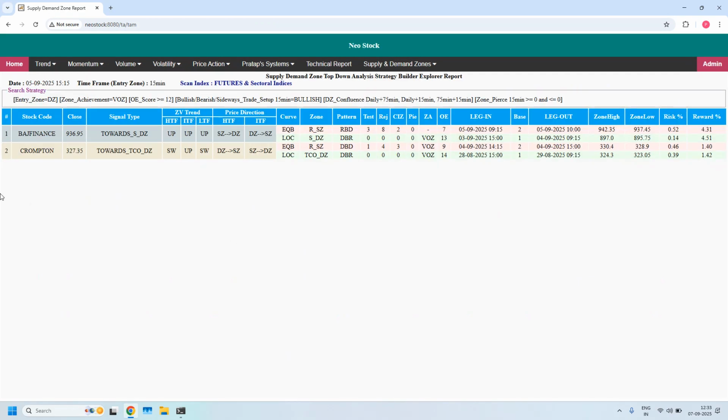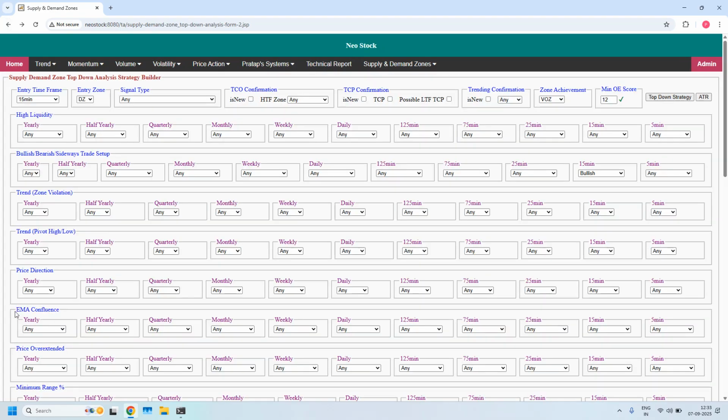we got 2 stocks. In both these stocks, the 15 minutes demand zones overlapped with the 75 minutes demand zone. Both together again overlapped with the daily demand zone. And daily trend is uptrend. So let's further filter again with the daily demand zone having daily EMA confluence.